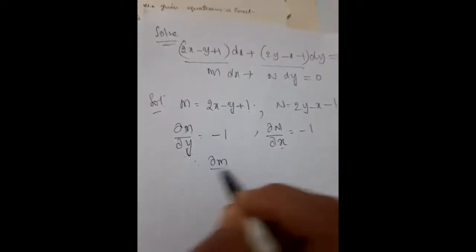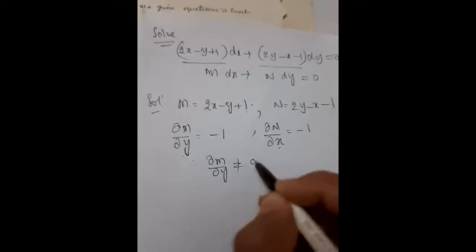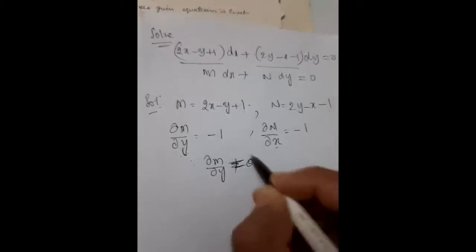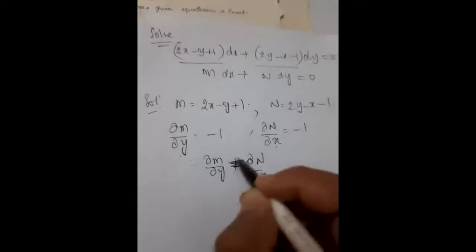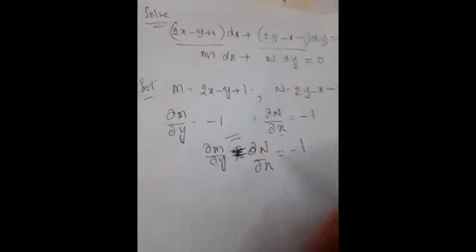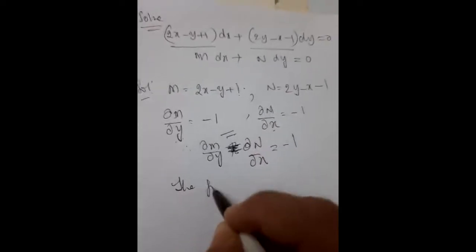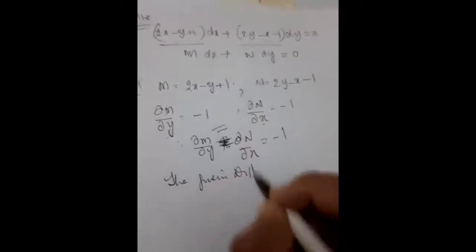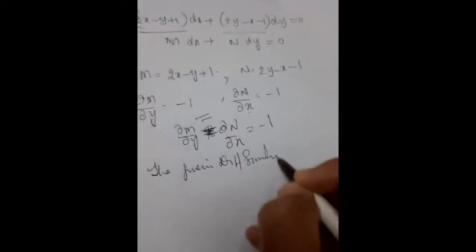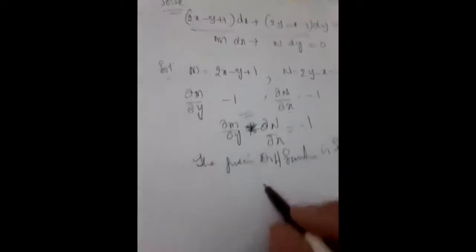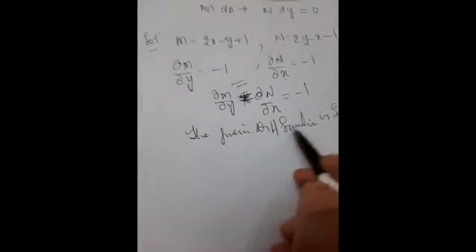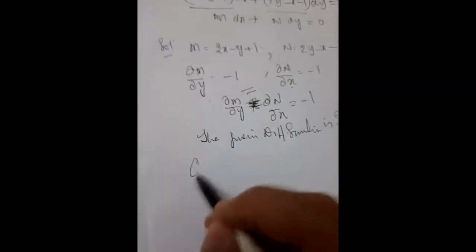Therefore ∂M/∂y is equal to ∂N/∂x. So here both are equal, that is equal to minus 1. So when both are equal, what can you say? The given differential equation is exact. After seeing that the given differential equation is exact, we have to find out the general solution.